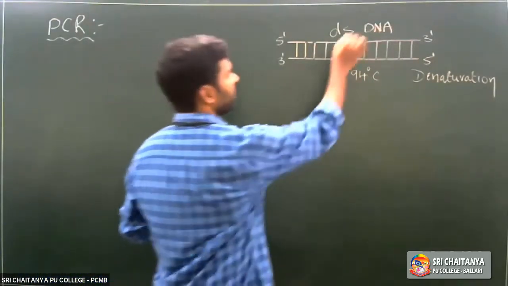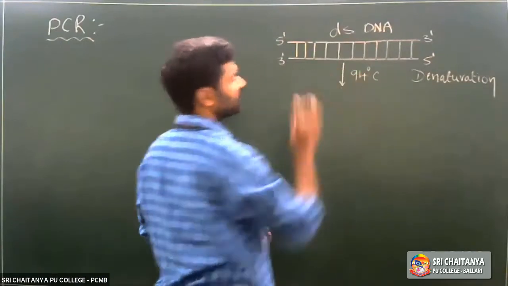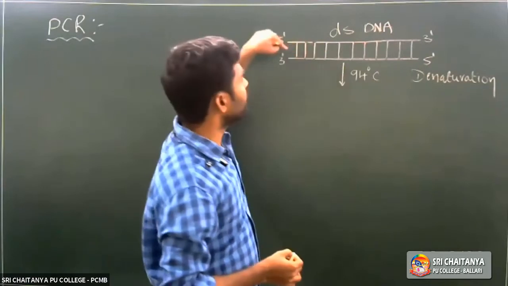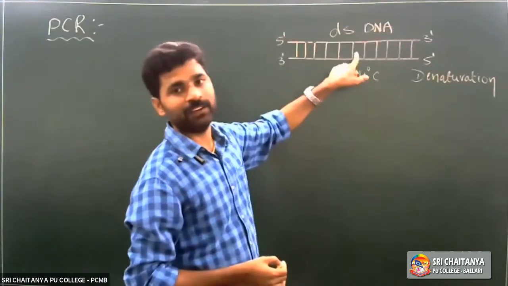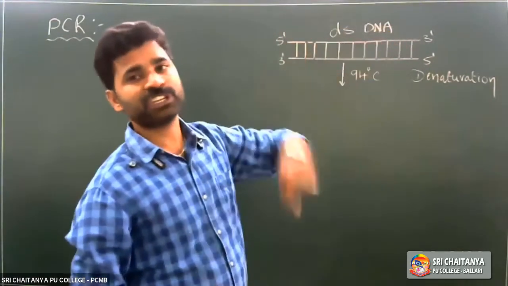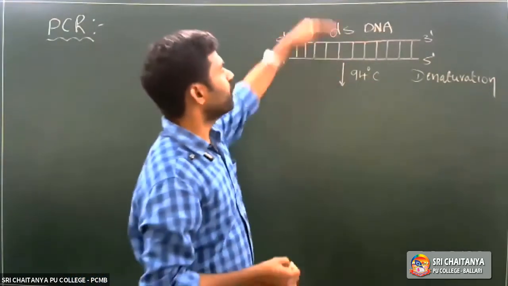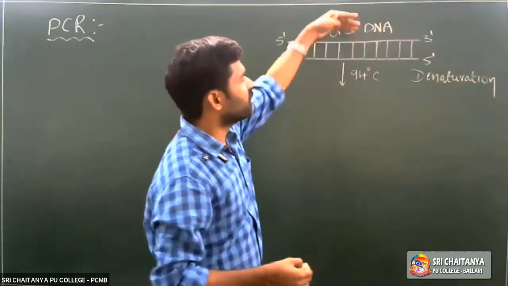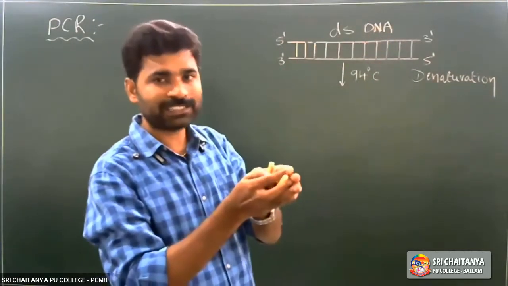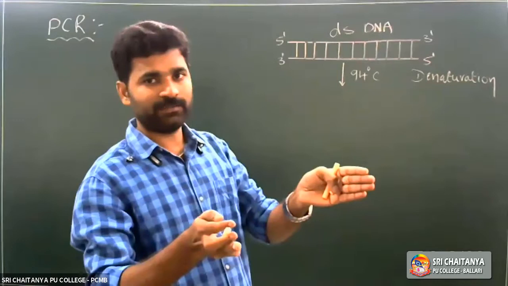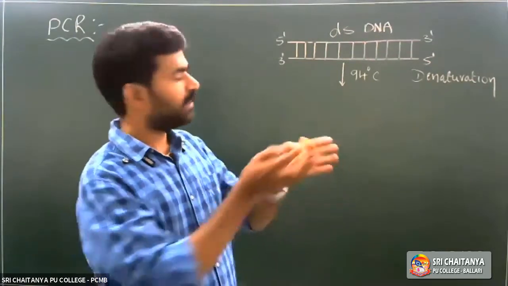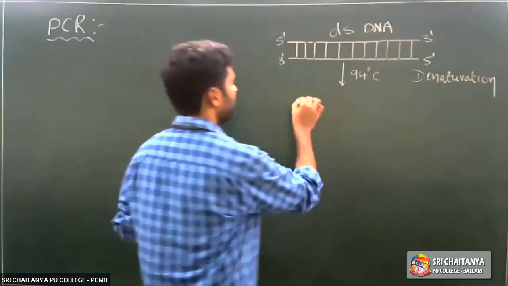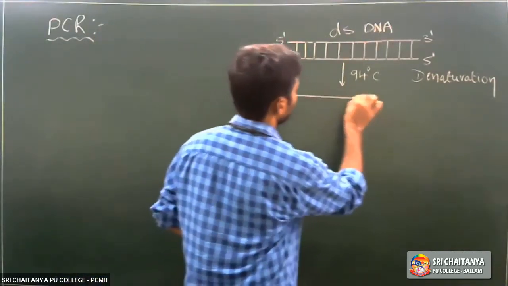Whenever the double stranded DNA molecule is subjected to the highest temperature like 94 degrees centigrade, the hydrogen bonds which are present in between the two polynucleotide strands undergo cleavage, and the two strands separate from each other. So we call it the denaturation process.